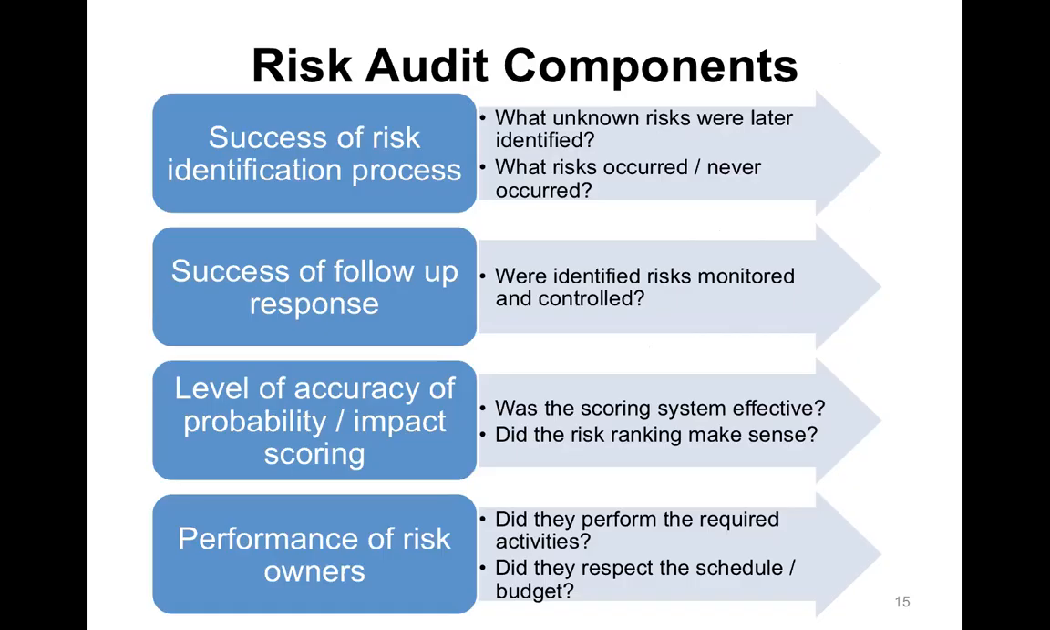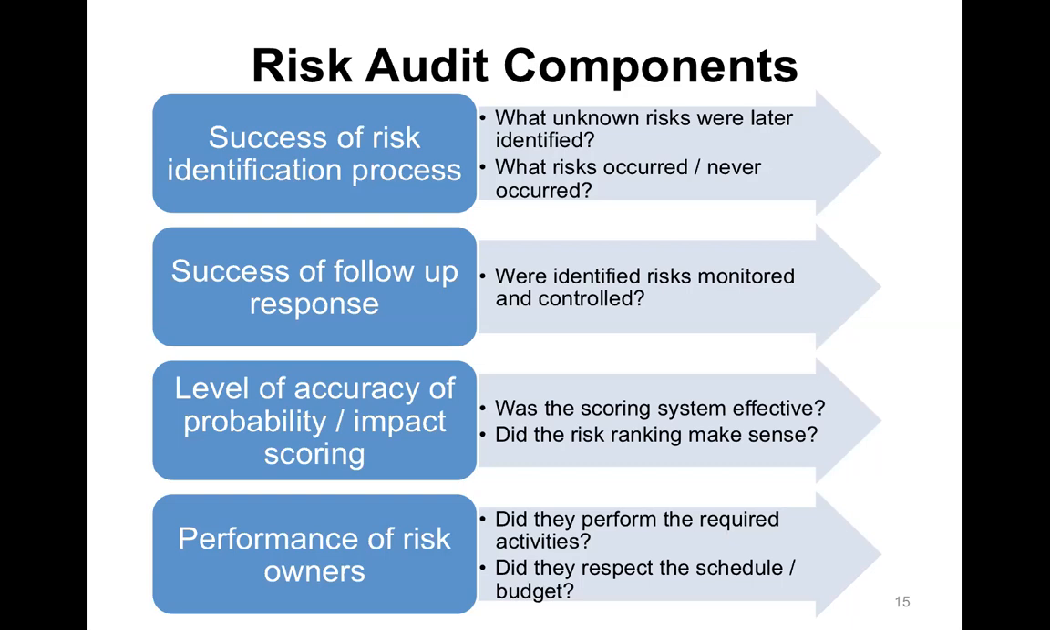So some of the components involved with a risk audit that a project manager would want to look at, and get the proper documents and assess, would be, first of all, the success of the risk identification process. So the project manager would be reviewing the project risk management processes in order to determine what unknown risks were later identified. So could those unknown risks have been identified or not? Would it be reasonable to say the project management team could have identified more of these unknown risks in reality?